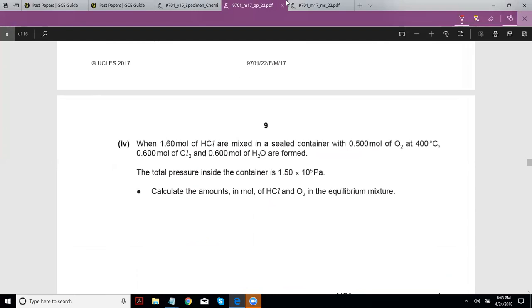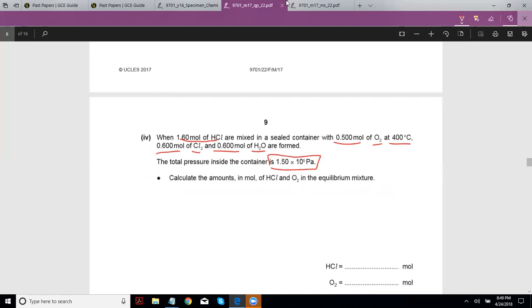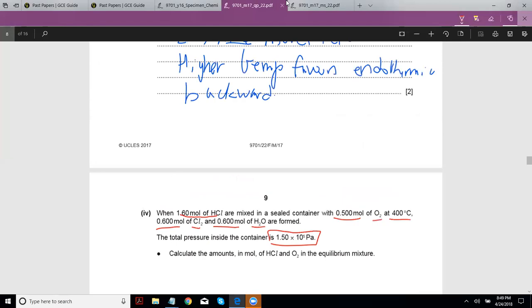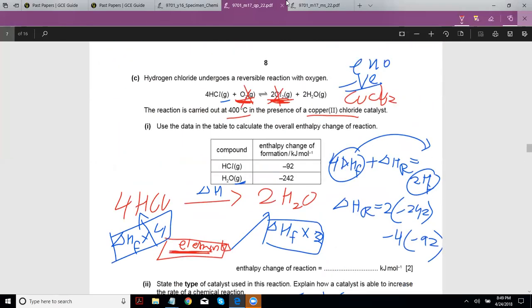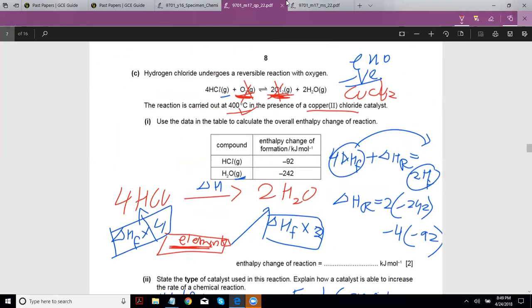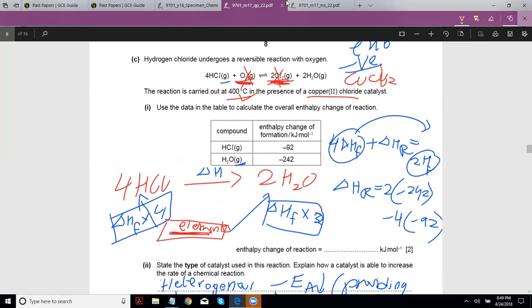Okay, so when 1.6 mole of HCl is mixed in a sealed container with इतने mole of O2 at 400 degrees Celsius, इतने mole of Cl2 and इतने mole of H2O are formed. Total pressure inside a cylinder is this. Calculate the amounts in moles of HCl and O2 in the equilibrium mixture. And इसी से link है ना, right? So 400 degree Celsius, we're just looking at the same degree Celsius.